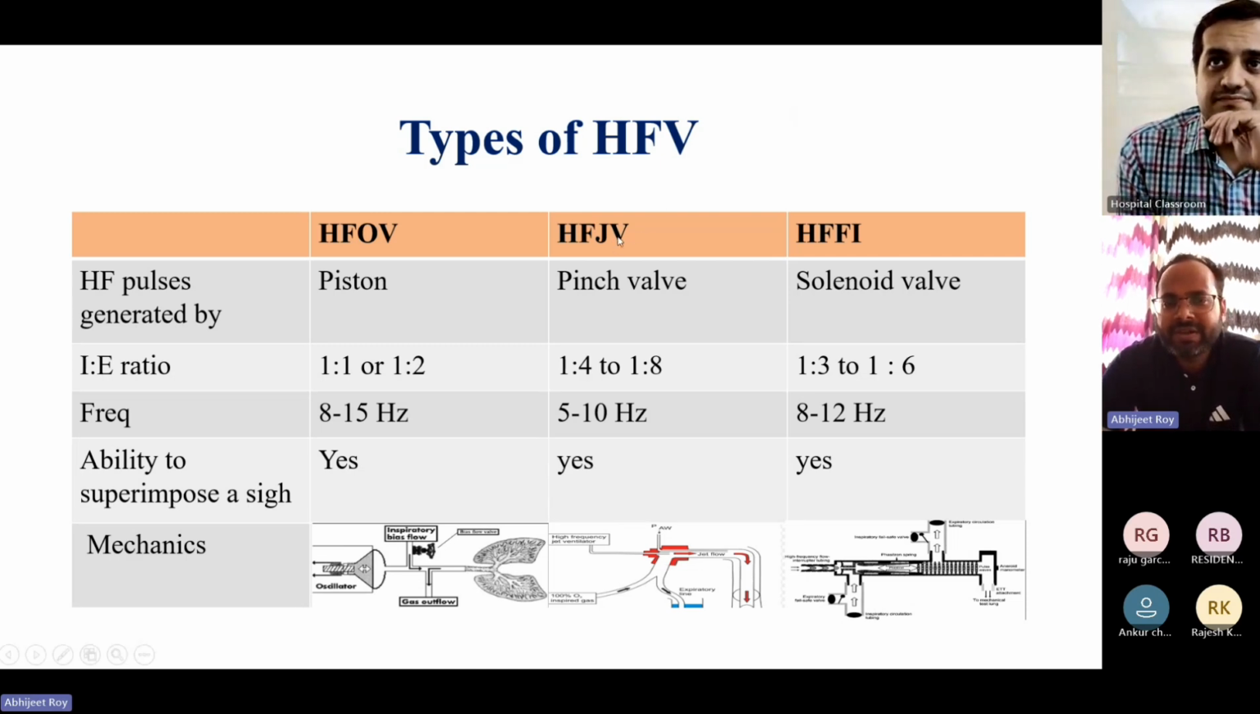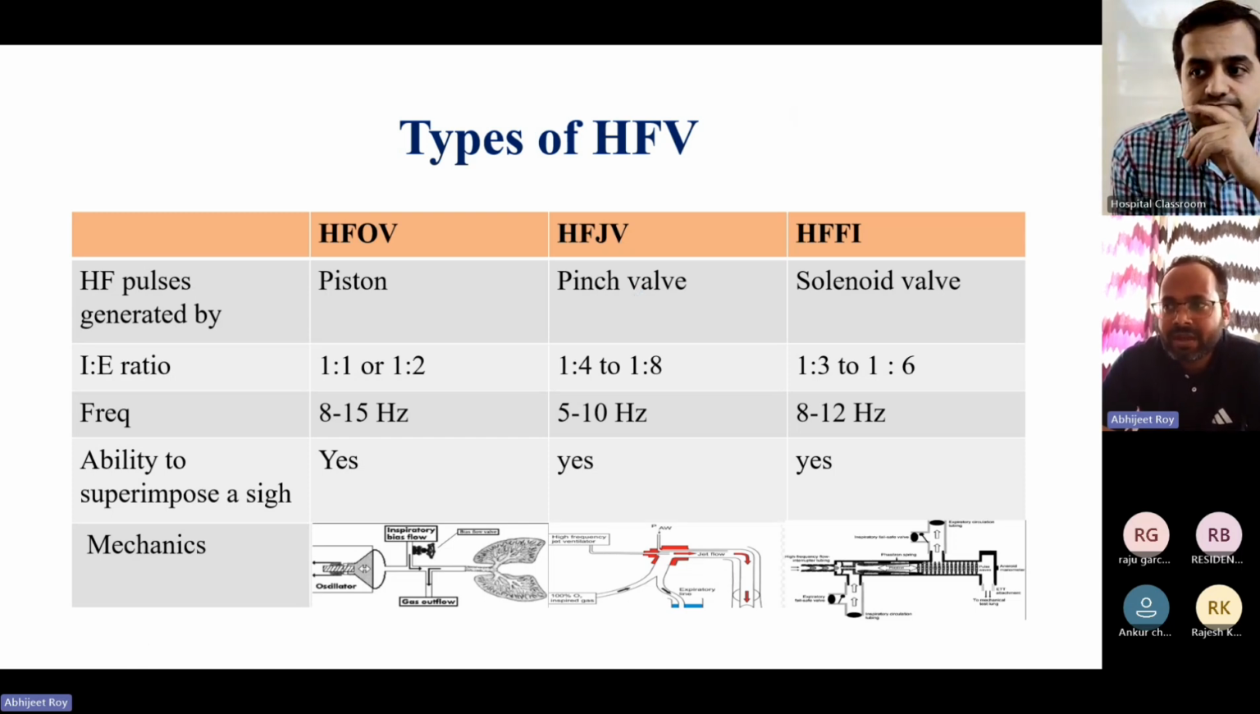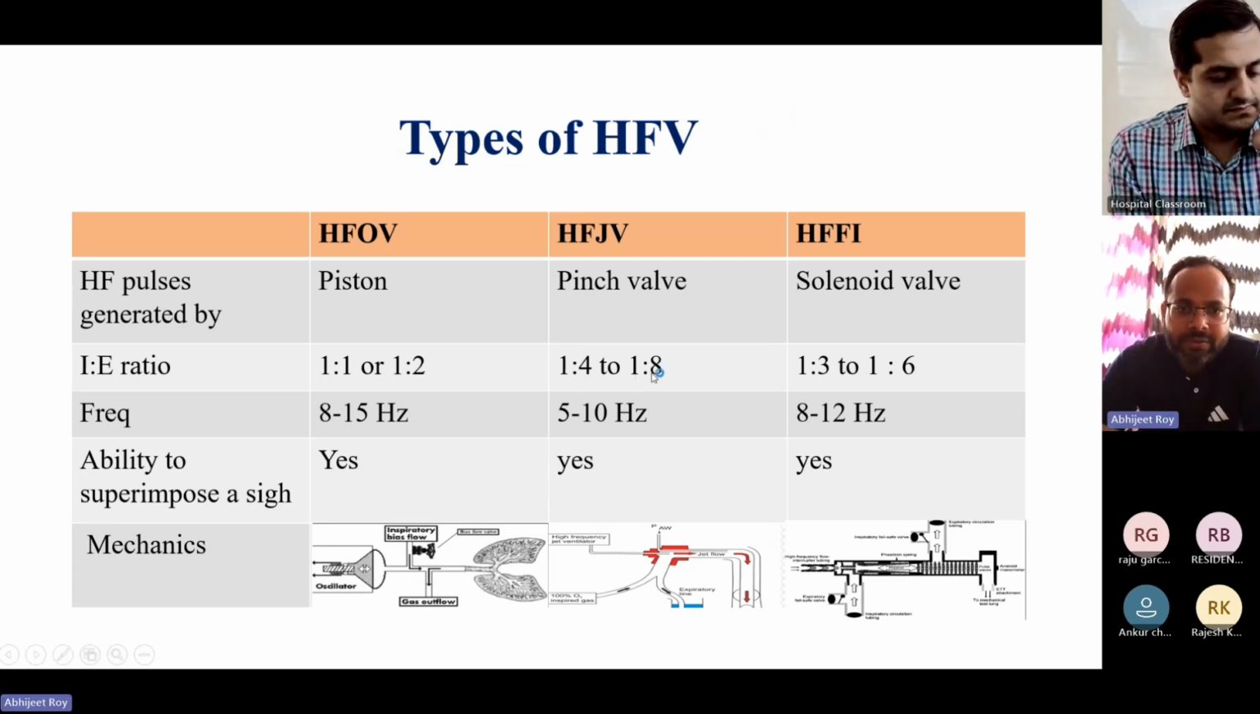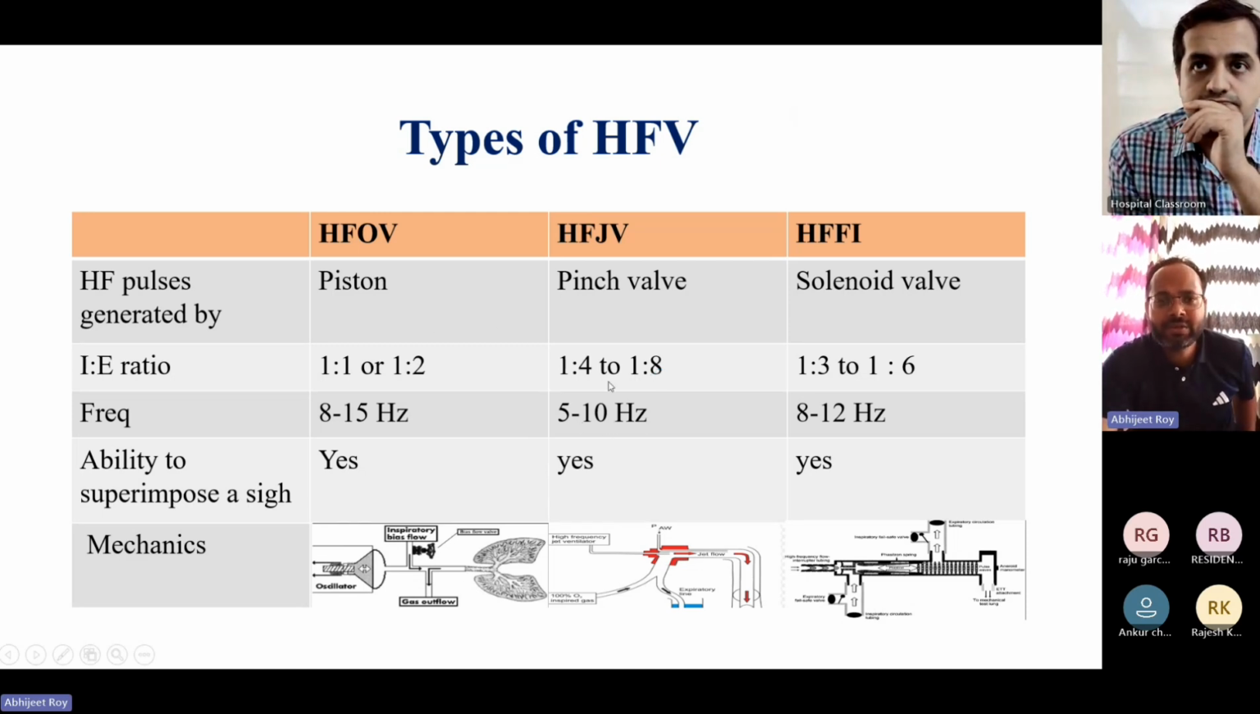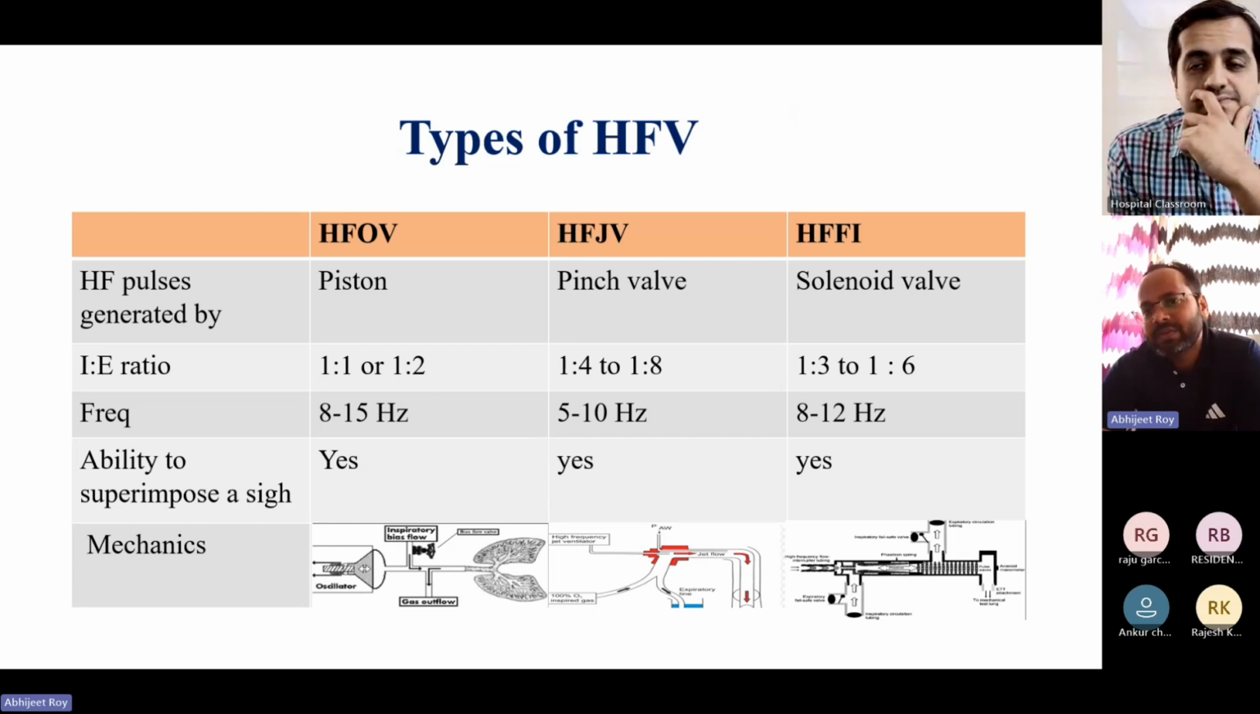In high frequency jet ventilation, the pulses are delivered by a pinch valve. So a pinch valve is there, which delivers pulses over the conventional breaths. The I to E ratio in this scenario is 1:4 to 1:8, and the frequency is lower, 5 to 10 hertz. Also, the pressures in high frequency jet ventilation are lower than in high frequency oscillatory ventilation, and in this also we can superimpose sigh breaths. Then in high frequency flow interrupters, a solenoid valve is used to generate the pulse waves. The I to E ratio is 1:3, and the frequency is between 8 to 12 hertz.